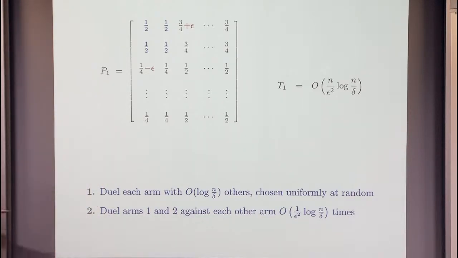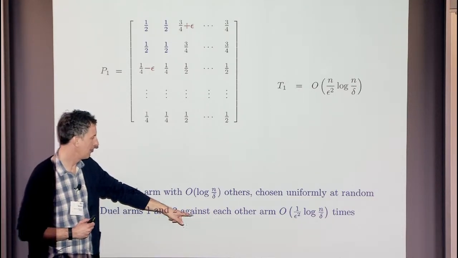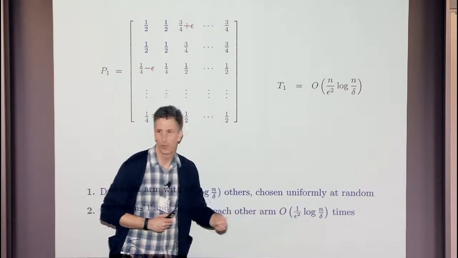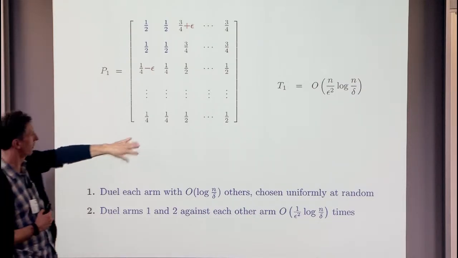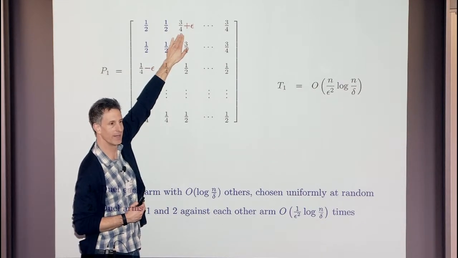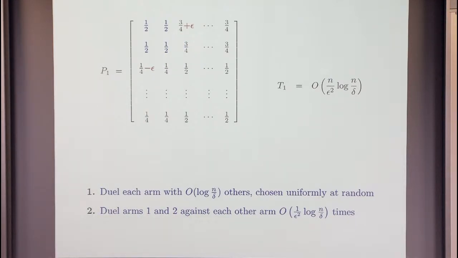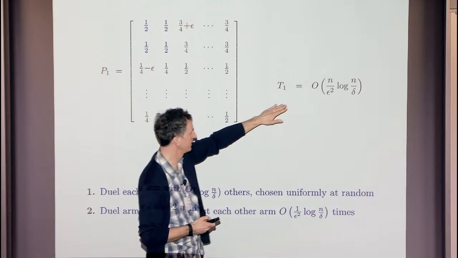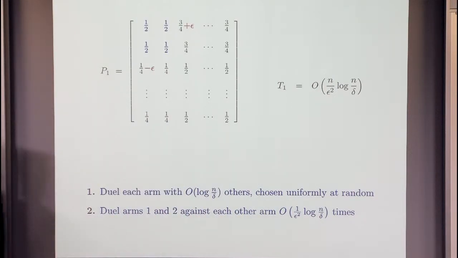So what you're going to do then is duel arms 1 and 2 against each other arm, something like 1 over epsilon squared times. That gives you an epsilon-accurate estimate of all of those other partial Borda scores, if you will, to deduce that indeed this one is bigger than this one, and I can finally decide that arm 1 is better than arm 2. That's what gives me this calculation right here. I have to do that with every arm, so I have to do that n times. So that's where that order n comes from.